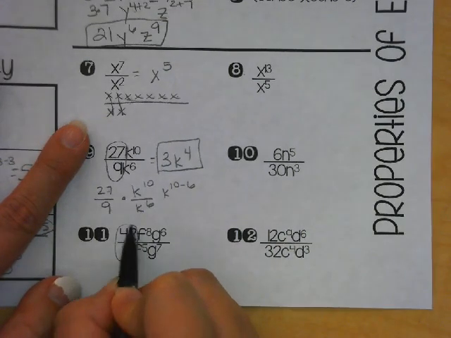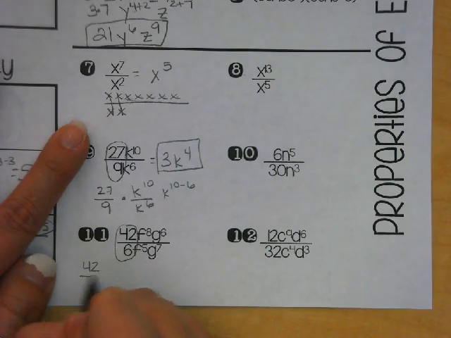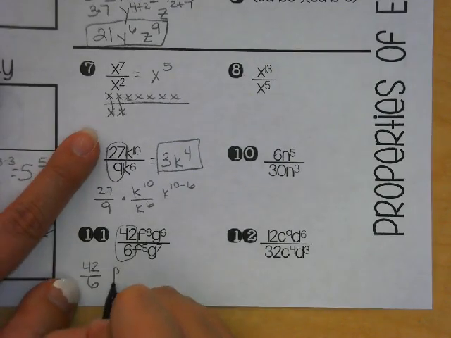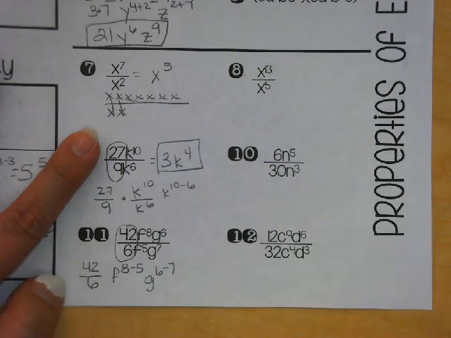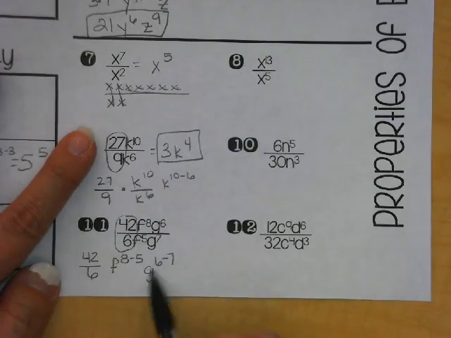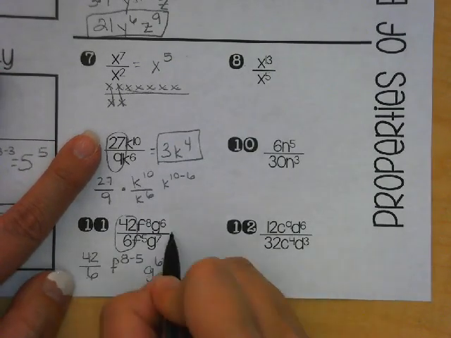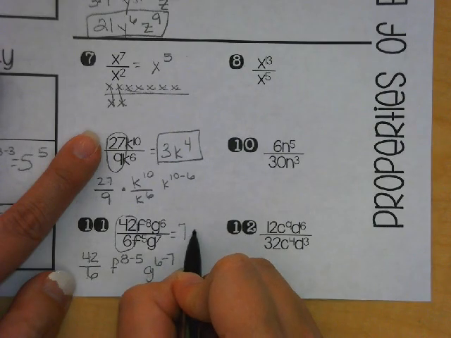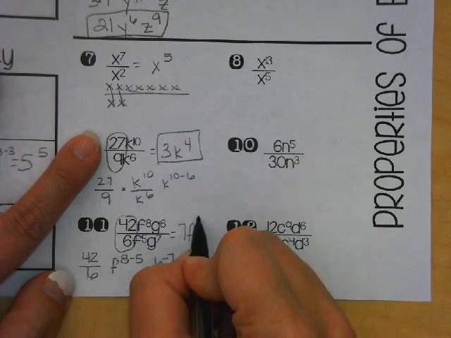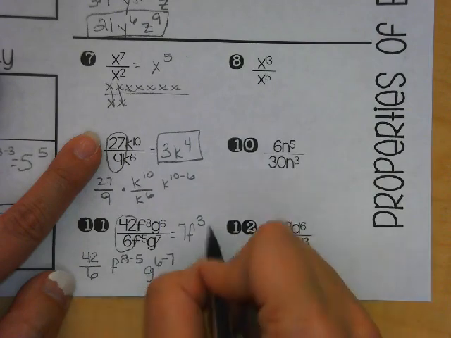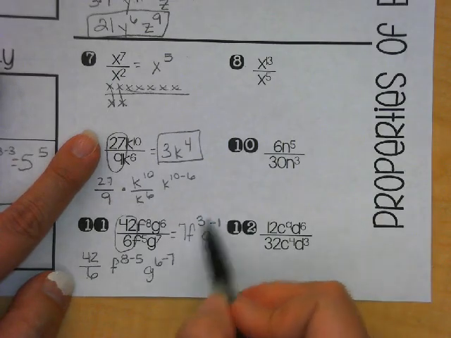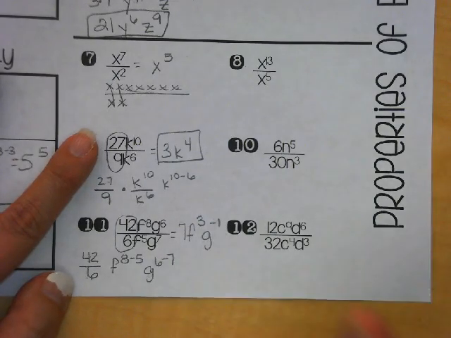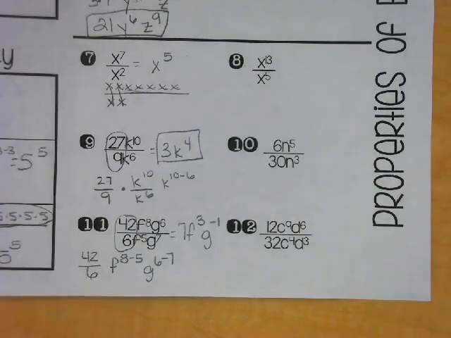Same thing down here, right? We have coefficients. We do normal math with the coefficients, and if it helps you to write out what you're doing each time before you simplify, then by all means do that. Okay, we're going to talk about this g in a minute. 42 over 6 is 7. F, 8 minus 5 is 3. 6 minus 7, we can write negative 1. Later on in our unit, we're going to talk about what that negative 1 looks like. But if you want to write it with a negative, that's perfectly fine. I would like you to also try 8, 10, and 12. And then we'll look at those when you come to class.